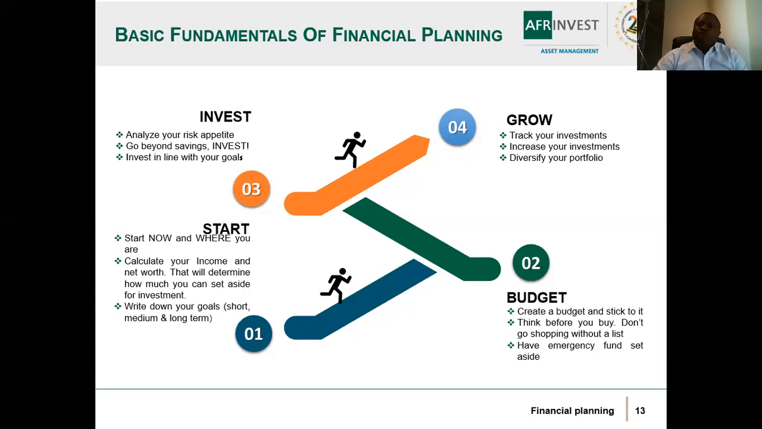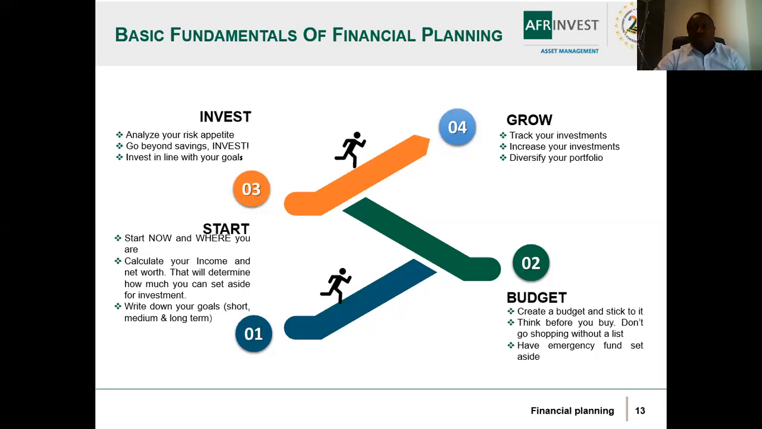The next step is to grow your investment. After investing, you need to track your investment. Ask for periodic statements. It might be monthly, quarterly, or biannually, but track your investment. Don't just invest and go to sleep. You need to be able to track it. That is when you'll be able to know if you are making progress or if what you have invested in is in line with your goals.